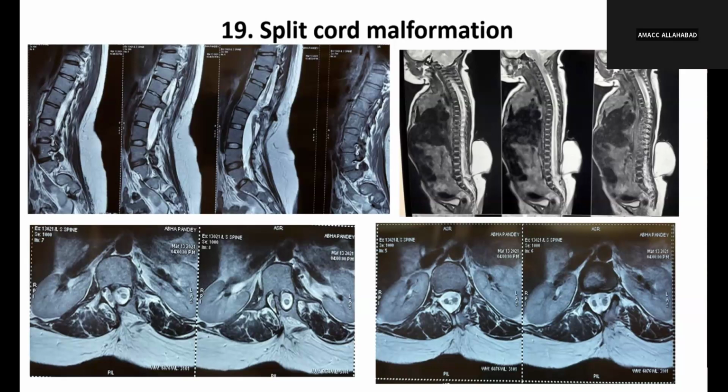These are very challenging cases. They should not be done without proper training, because in most cases people take out the spur and leave it. It is not like that. Split cord malformations are very tedious.